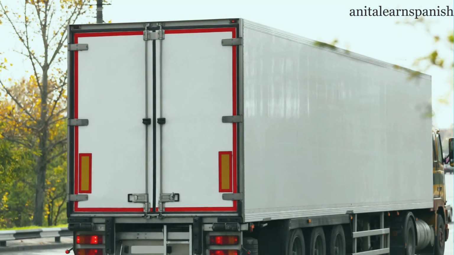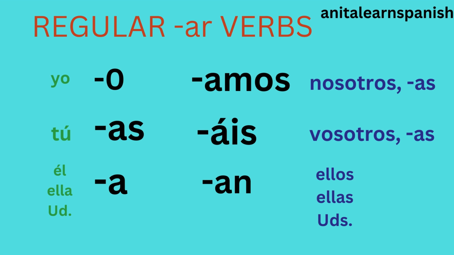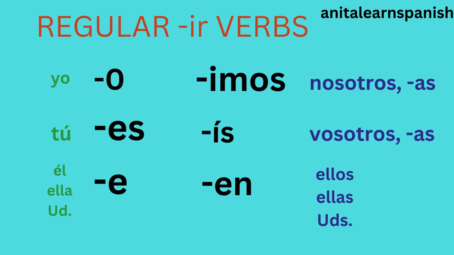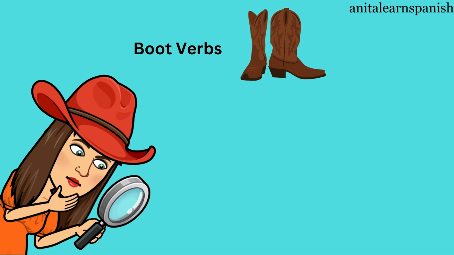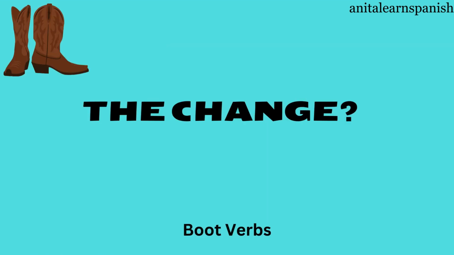So, we got to back up the truck again. So let's review our endings for regular AR verbs. Remember, we have o, as, a, amos, áis, an. And for regular ER verbs, o, es, e, emos, éis, en. And then for regular IR verbs, we have o, es, e, imos, ís, en. Well, why are we reviewing those if these verbs aren't regular verbs? Well, the endings are the same as regular verb endings. So that should make it pretty easy, right?